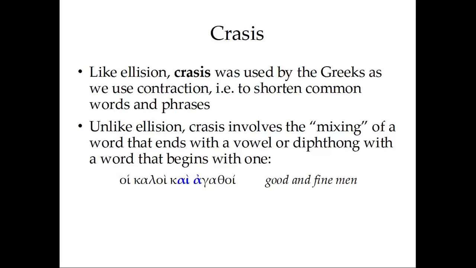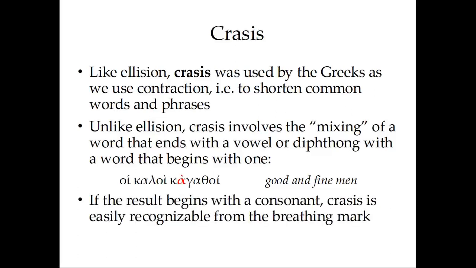And what we see here is that we have two words, kai and agathoi, one that ends with a vowel or a diphthong, here the diphthong -ai, and another that begins with a vowel or a diphthong, in this case the vowel alpha. So those are actually going to mix through crasis to kagathoi. Hoi kaloi kagathoi. It's actually much easier to pronounce. If the result begins with a consonant, as it does in this case, crasis is easily recognizable from the breathing mark.